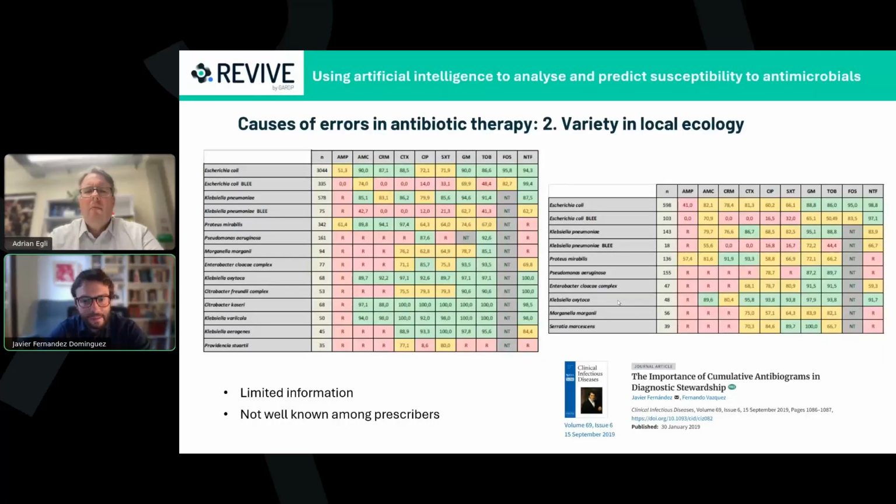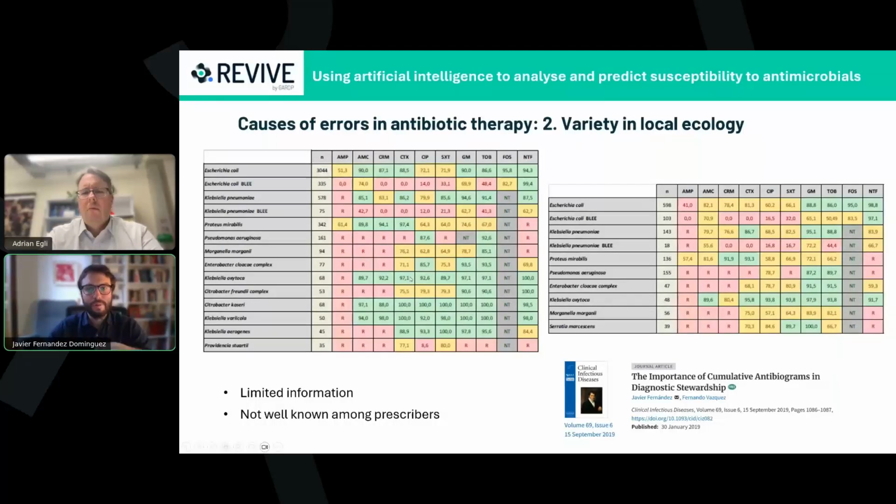I think that they are very important. In fact, we published some years ago in Clinical Infectious Diseases an article highlighting the importance of this kind of cumulative antibiograms for diagnostic stewardship and also for antimicrobial stewardship. It's true that they provide very useful information, but also it's true that they provide limited information. Why? Because normally we perform this kind of report once per year.